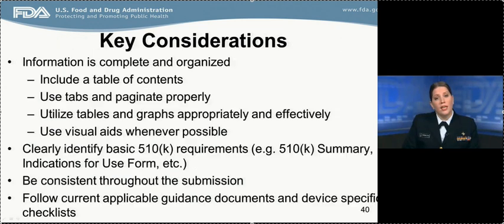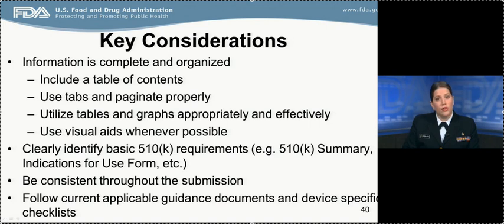So when we're talking about the content of a 510(k), just to wrap up with some key considerations, make sure your information is complete and organized. Make sure your 510(k) is organized. Include a table of contents. Make sure you use tabs and paginate appropriately. If you can, use tables and graphs. This can be extremely helpful for the reviewer during their review. And use visual aids whenever possible.